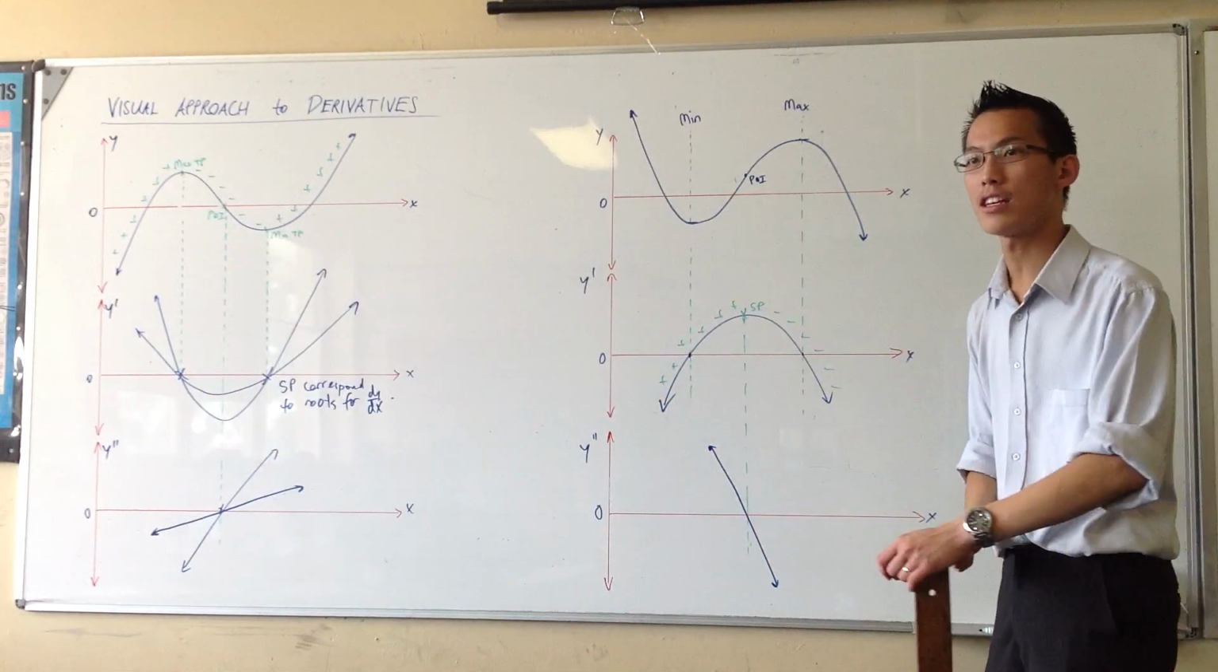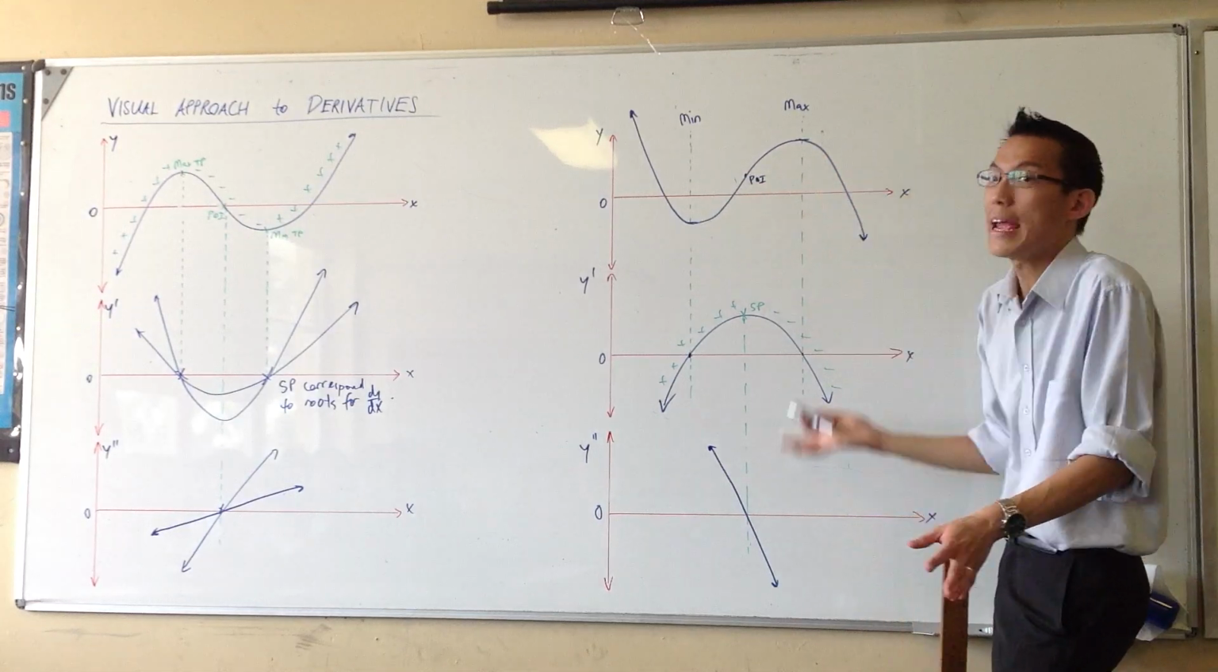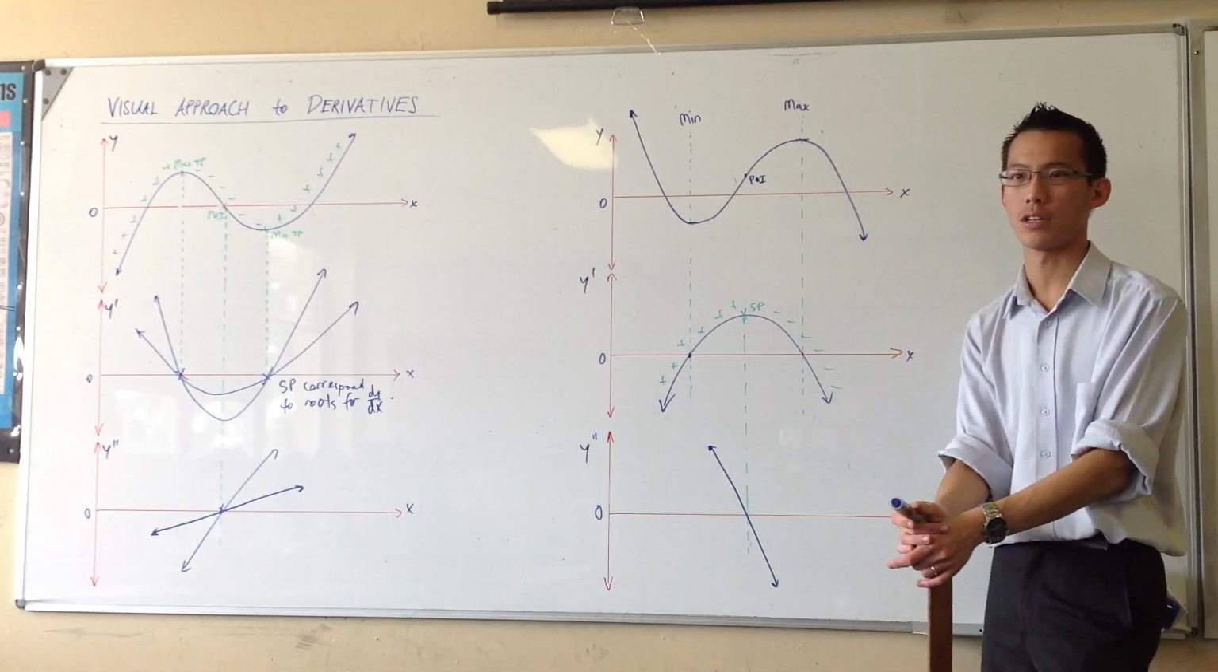The things we're paying attention to are the critical points. Where are the stationary points? Which way do they turn? Where's the point of inflection? Okay?